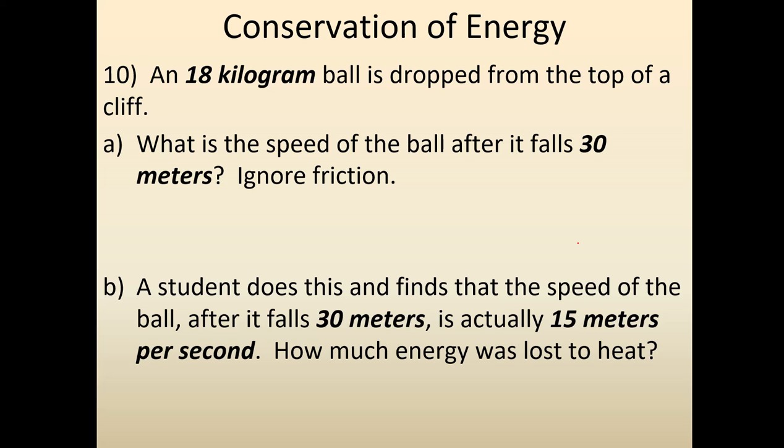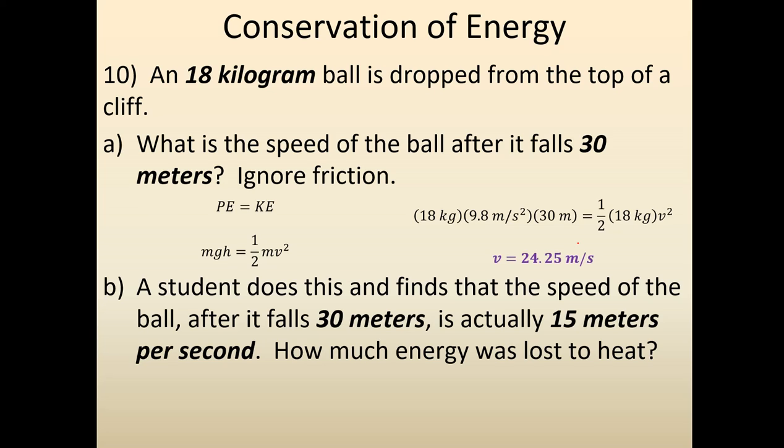All right. So when we do this, drop from the top, goes to kinetic, yada yada yada. Same old, mgh. Plug in the numbers. We end up getting that the speed as it reaches that 30 meters is going to be 24.25 meters per second. Now, part B says that we find the speed to be 15 meters per second, and we want to know how much energy is lost.